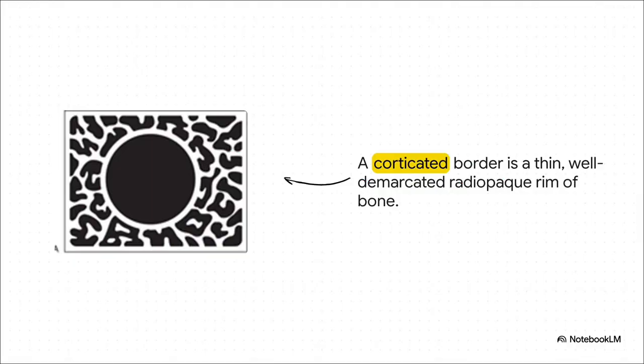Now, let's zoom in even closer, right to the edge. A unilocular lesion can have what's called a corticated border, and that just means it has this thin, clean, radiopaque, remember, white, line around the outside. This little white halo usually tells us that it's something that's been growing slowly, and the body's had enough time to build a little wall around it.